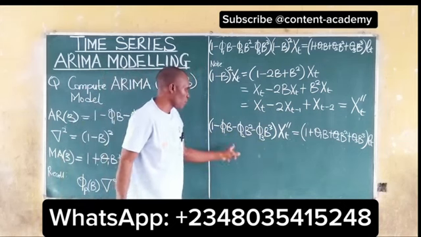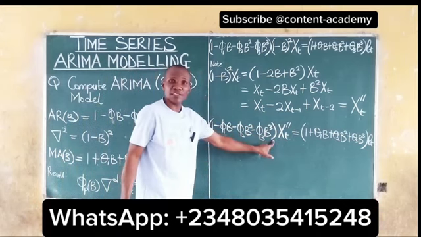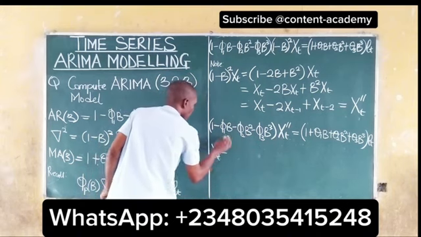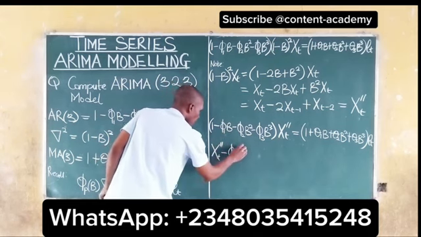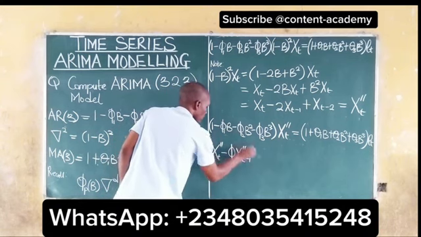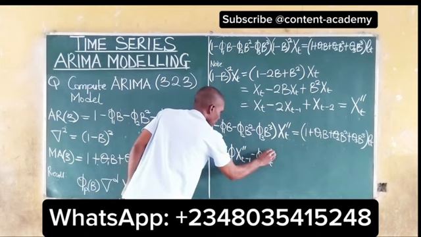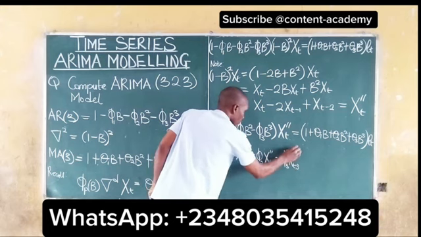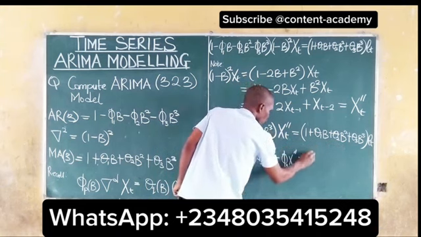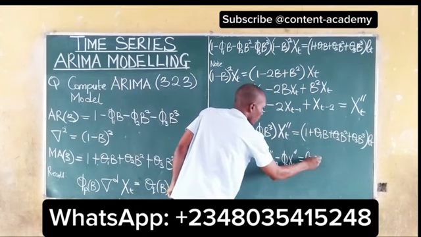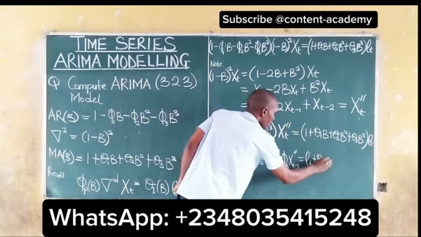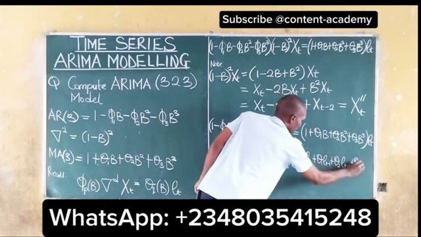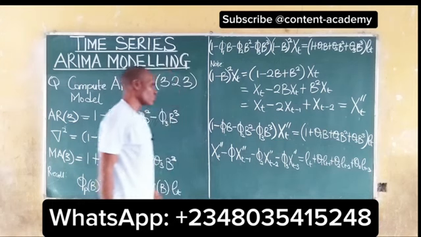Now we can open this bracket. If we multiply this with whatever is inside the bracket, we have X_t minus, this multiplied by this, because of the backward shift, phi 1 X_{t-1} minus phi 2 X_{t-2} minus phi 3 X_{t-3}, equal to e_t. This multiplied by this, we have plus theta 1 e_{t-1} plus theta 2 e_{t-2} plus theta 3 e_{t-3}. So this is what we have.